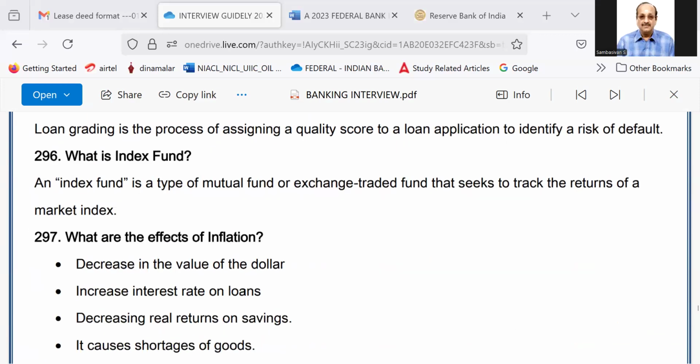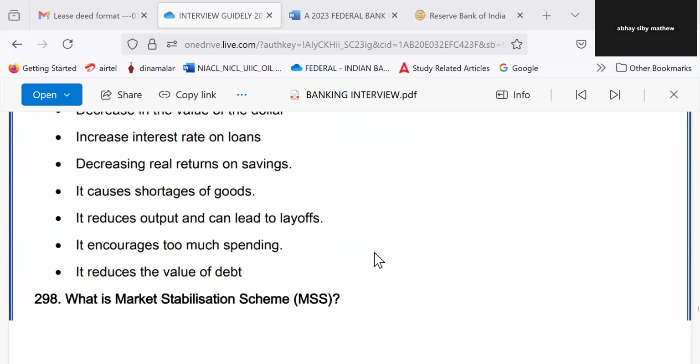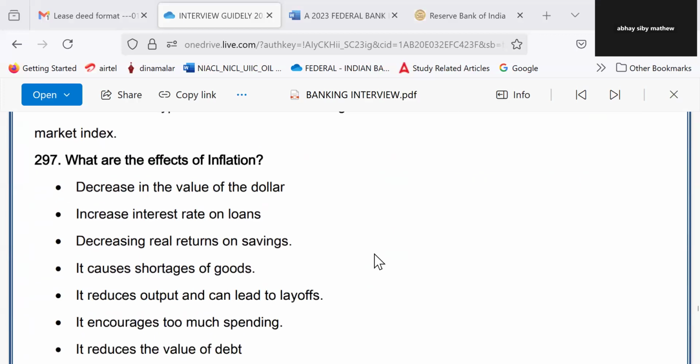Continue. What is index fund? An index fund is a type of mutual fund or exchange traded fund that seeks to track the returns of a market index. What are the effects of inflation? Decrease in the value of dollar, increase interest rate on loans, decreasing real returns on saving. Wait.